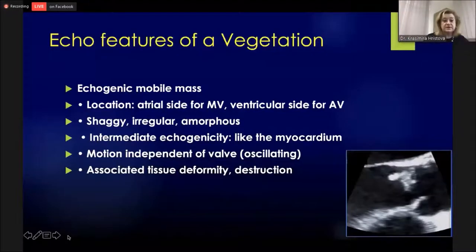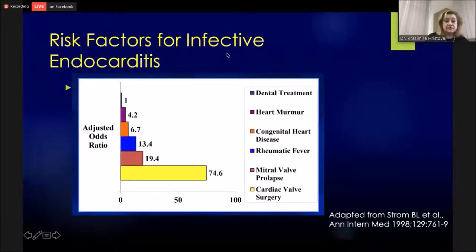Echo features of vegetation: this is an echogenic mobile mass, located mainly on the atrial side of the mitral valve and the ventricular side of the aortic valve. It's very shaggy, irregular, most of the time amorphous, with intermediate echogenicity, looking like the myocardium. The motion is independent of the valve. It is oscillating, and very often associated with tissue deformation and destruction of the valves also. Then we have the risk factors which are connected more often with this disease.